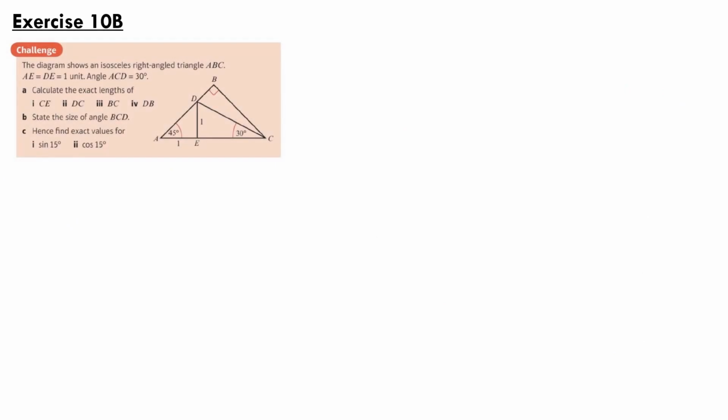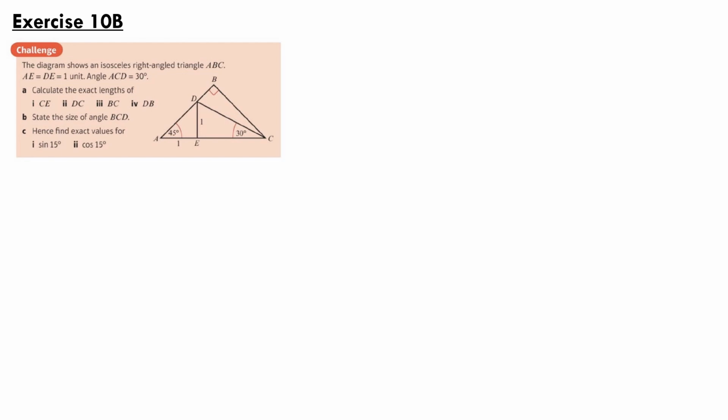Our next question comes from exercise 10b. The diagram shows an isosceles right-angled triangle ABC. AE equals DE equals 1 unit, and angle ACD is equal to 30 degrees. Part A says calculate the exact lengths of CE, DC, BC, and DB.